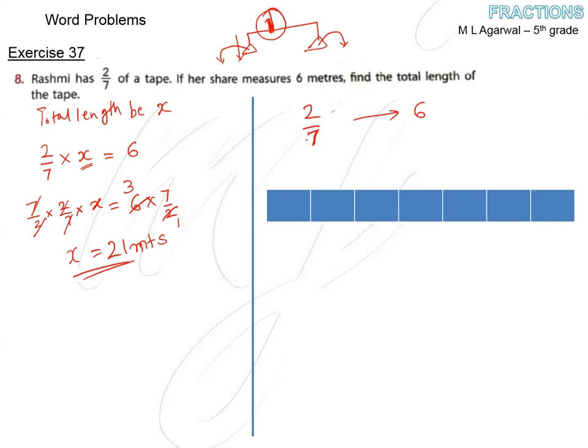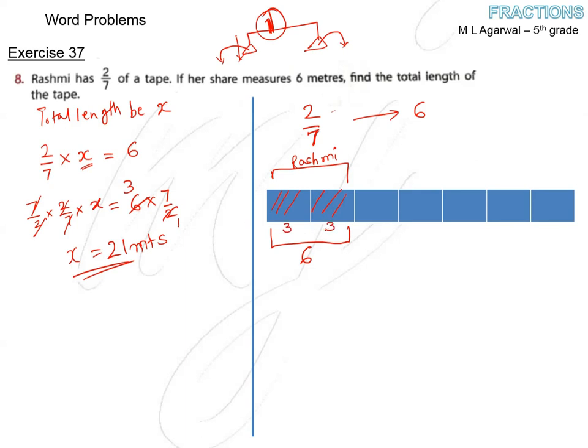And Rashmi's part is 2. 1, 2. This is Rashmi's part. Correct? Understand this and it will become very simple. This is Rashmi's part, this part. And they are saying her share measures 6 meters. So this part is 6 meters. So when I say that this is 6 meters, these 7 are equal parts. So how much will be one part? If these 2 parts are 6, automatically this will become 3 and this will be 3.